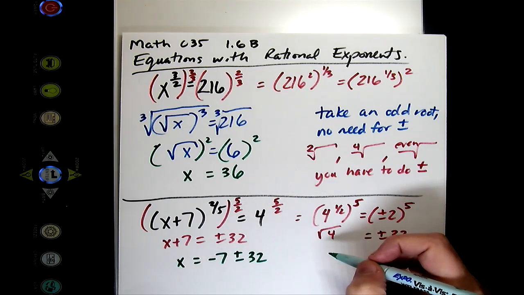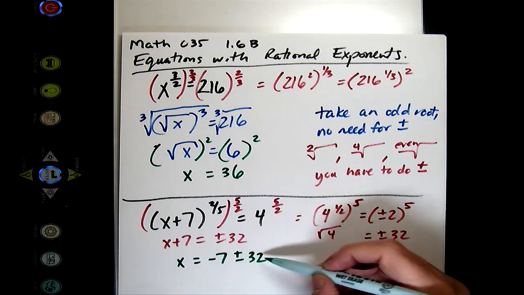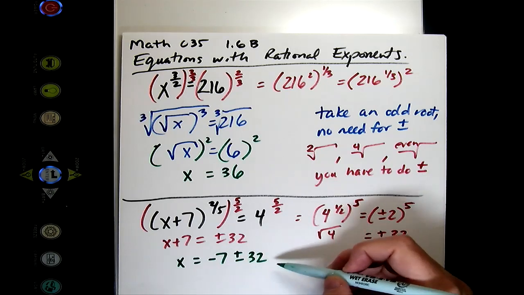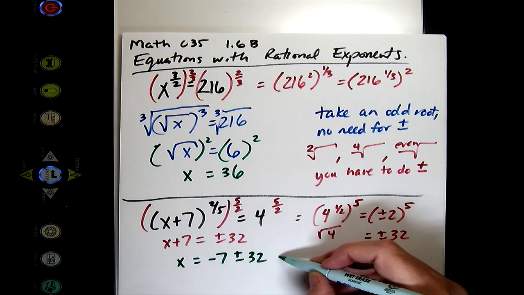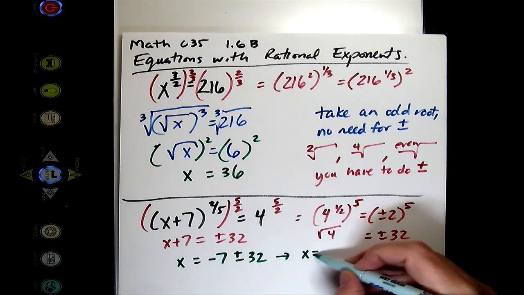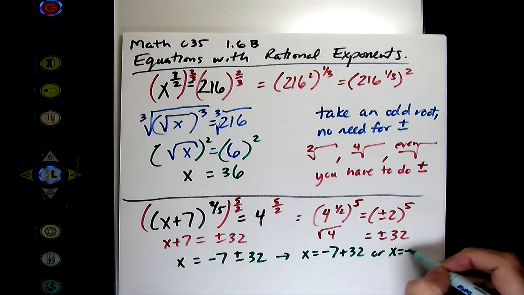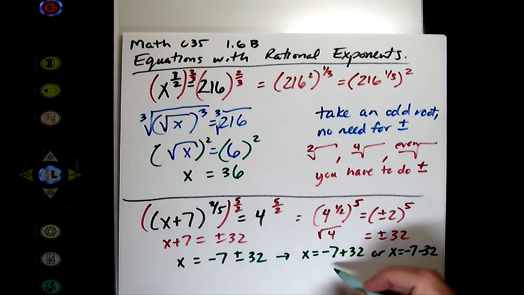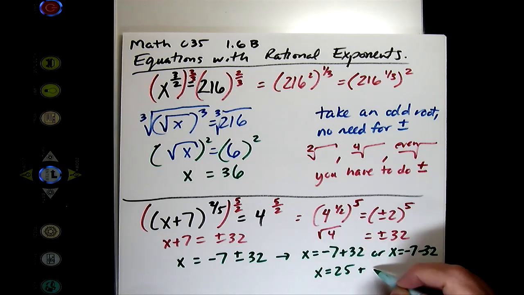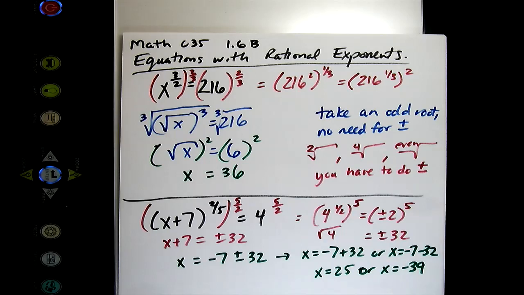When you have it and you don't have a radical or a complex number, you should combine these. This is x equals negative 7 plus 32, or x equals negative 7 minus 32. And those are two answers that you can find. And you may not need a calculator if you do a little bit of mathematical mental agility.